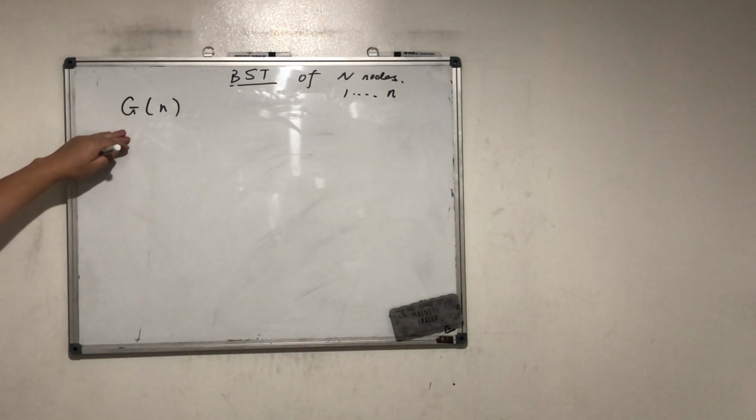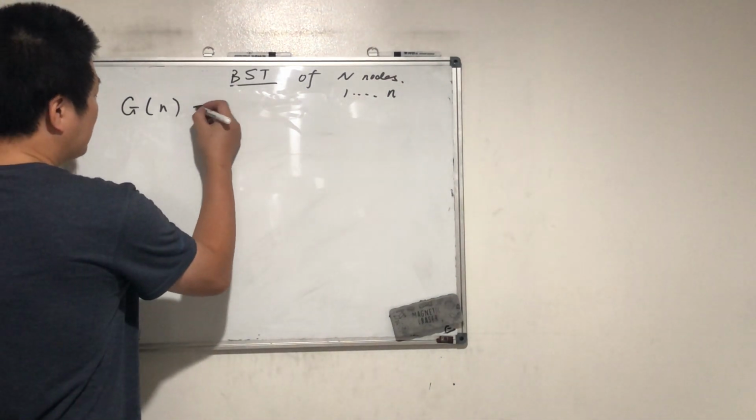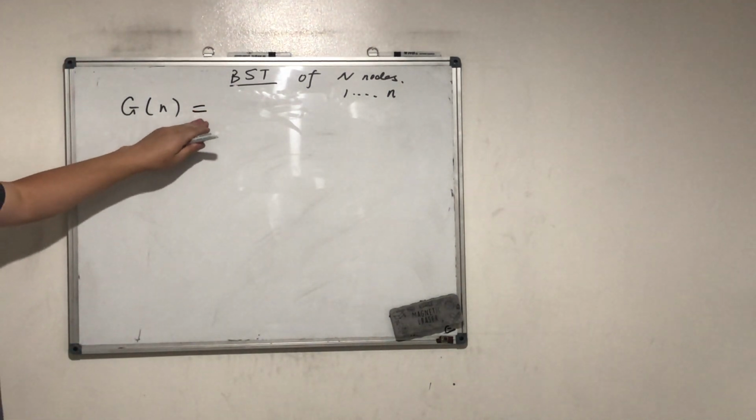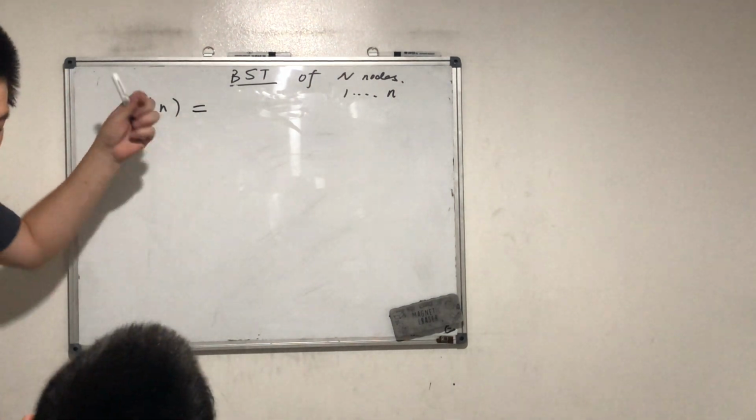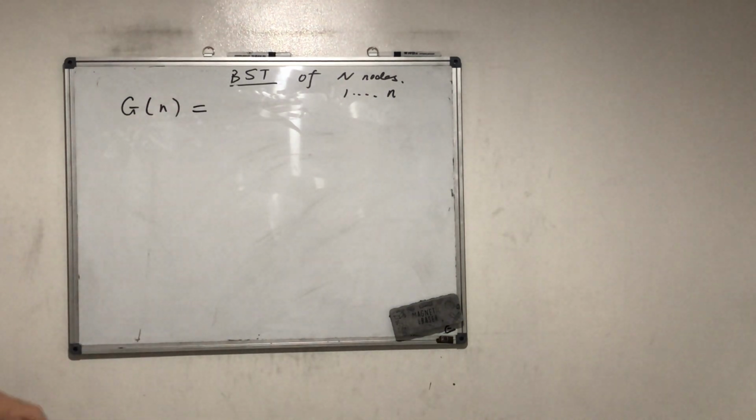Gn is the number of unique binary search trees. This is the answer we're going to look for.